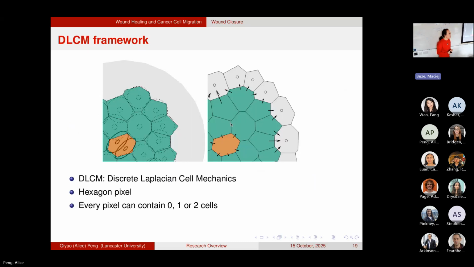This work is in collaboration with a PhD student from Uppsala University in Sweden, and he is using a framework which also sits in the category of agent-based models, called DOCM. Basically, it is an extension of the cellular automata model, but different from the traditional one. Because in the cellular automata model, typically you only allow one cell to occupy one pixel. But here, every pixel can contain 0, 1, or 2 cells, depending on different cellular events.